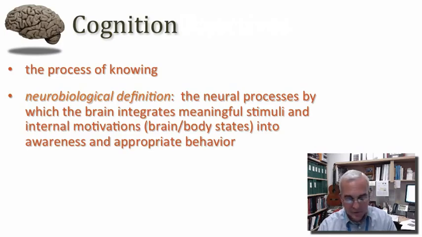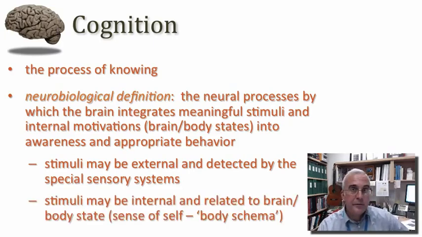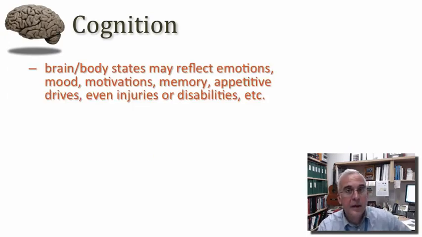Well, let's try to break this down just a little bit more. So we're talking about integrating meaningful stimuli. Well, these stimuli may be external, and they then might be detected by our special sensory systems. They may be stimuli that are internal and related to what we might consider to be the state of our brain and body. These states may relate to this internal schema of our body, which is itself a neural construct of the associational cortex. Well, to carry on, these brain and body states will reflect our emotions, our mood, our motivations, our memory, our appetitive drives, and even our injuries and disabilities.